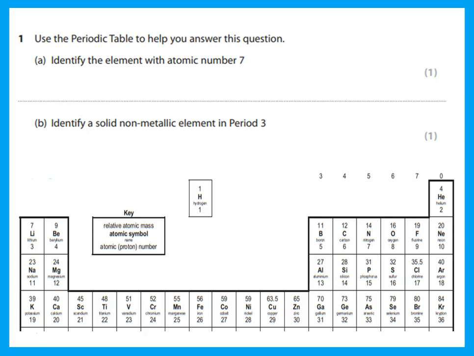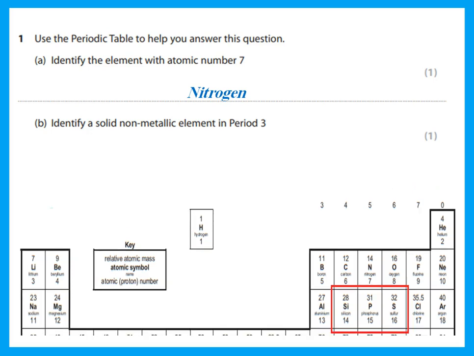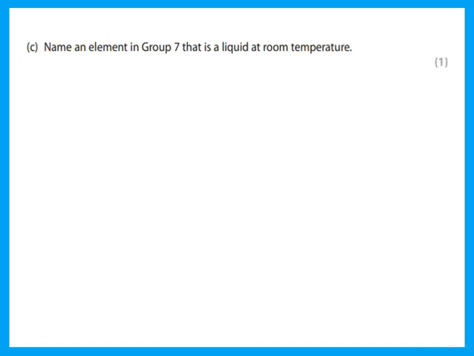So which one has an atomic number of 7? You look at the periodic table and you find that nitrogen has an atomic number of 7. Identify a solid non-metallic element in period 3. So let us take a look at the periodic table again. Where is period 3? And we want a solid non-metal. Aluminium is a metal, silicon, phosphorus, or sulfur are non-metals, and they are all solids. Chlorine and argon are also non-metals in period 3, but they are gases, not solids. So the solids are silicon, sulfur, or phosphorus.